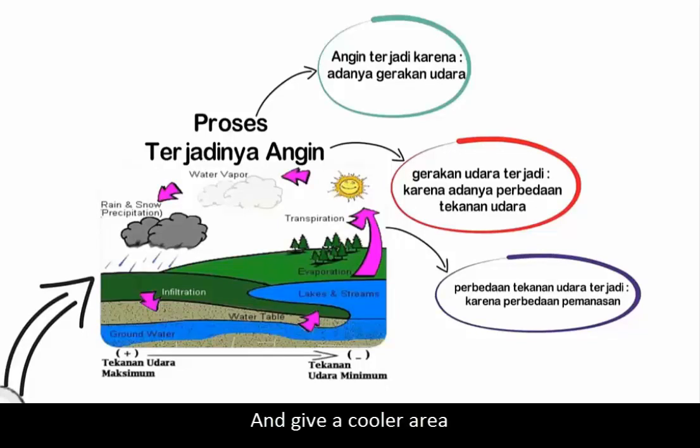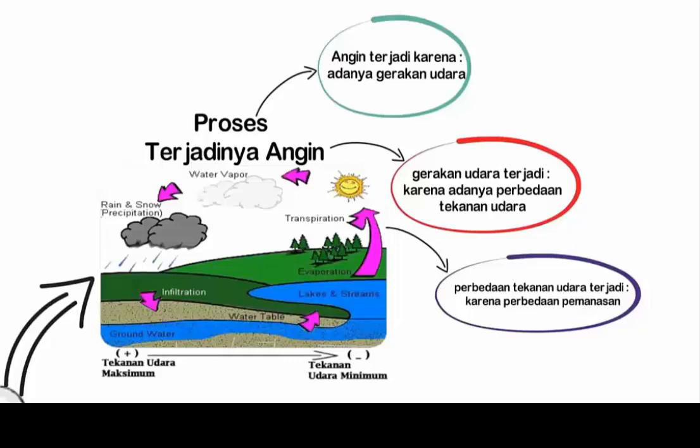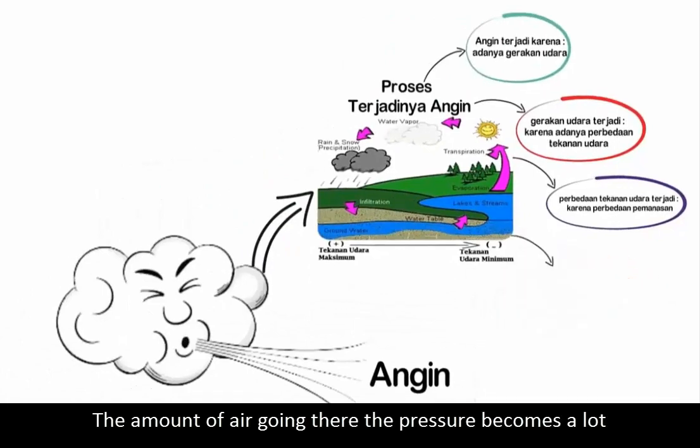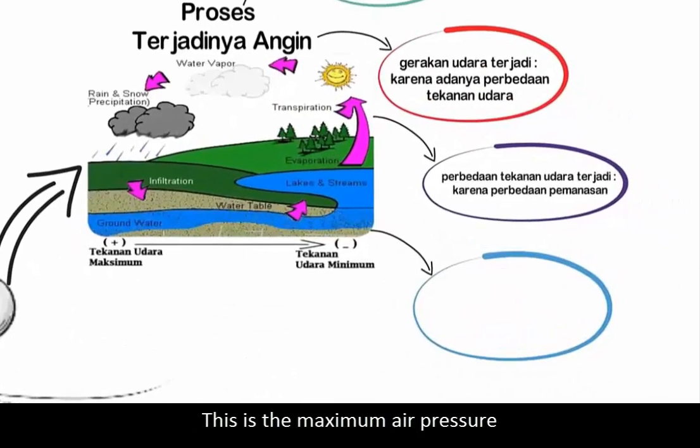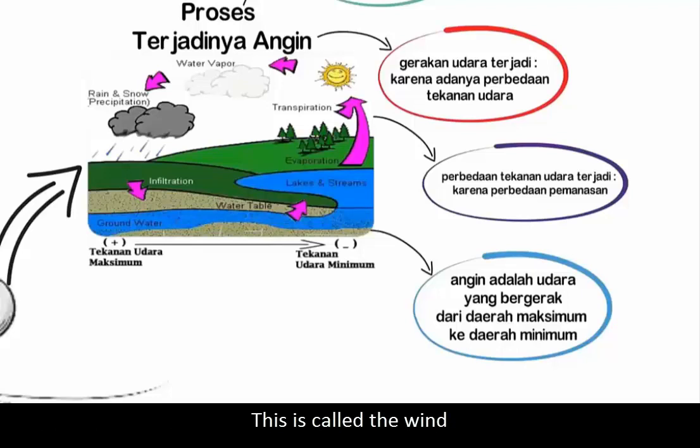And then there is a cooler area. Here the pressure is plus because the air does not evaporate. The amount of air going there is a lot, so the pressure becomes high. This is the maximum air pressure. Air movement from maximum pressure to a minimum pressure area is called the wind.